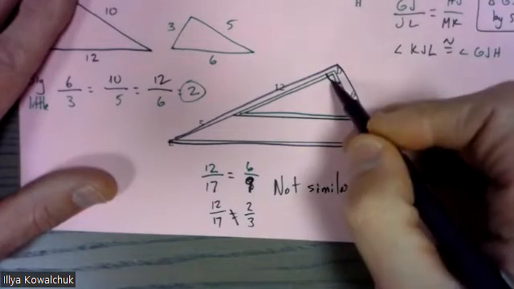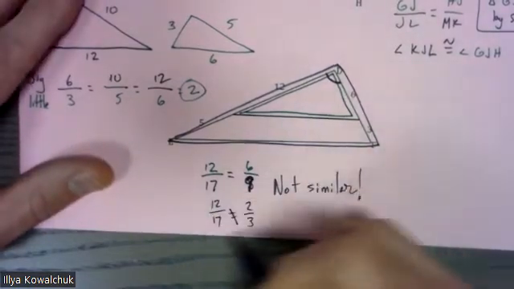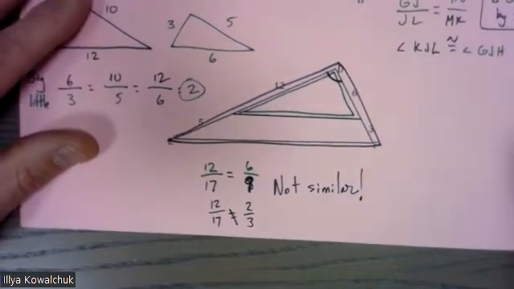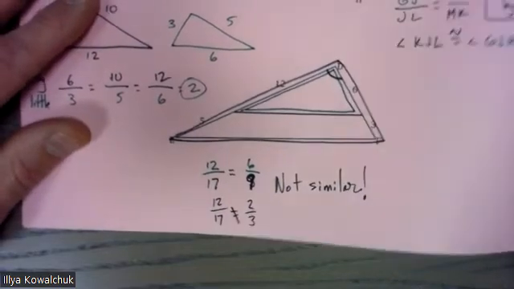Even though this angle was congruent, the sides are not in proportion to each other. So those triangles are not similar to each other. Awesome. All right, let's keep going.